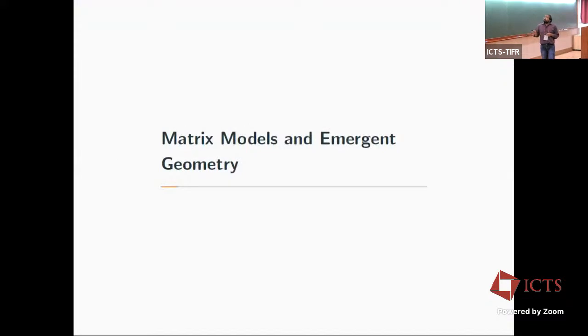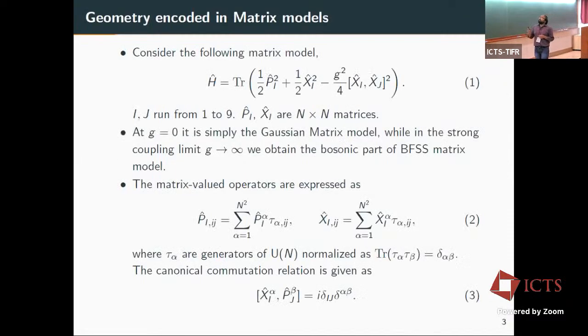So, motivated from that, let us consider the following model shown in equation one here. Here, P and X are matrix valued fields. They are N cross N matrices, and the indices I go from 1 to 9. That is the number of scalars. When the coupling G is zero, it is simply the Gaussian matrix model, which we heard about yesterday in Denjo's talk. And when G tends to infinity, we can drop this mass term. And what we get is the bosonic part of the BFSS matrix model, which again, we heard about in Denjo's talk.